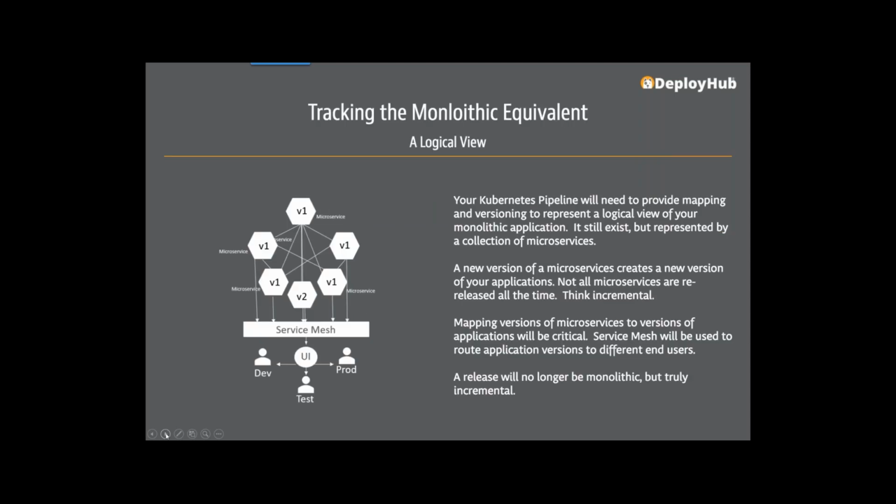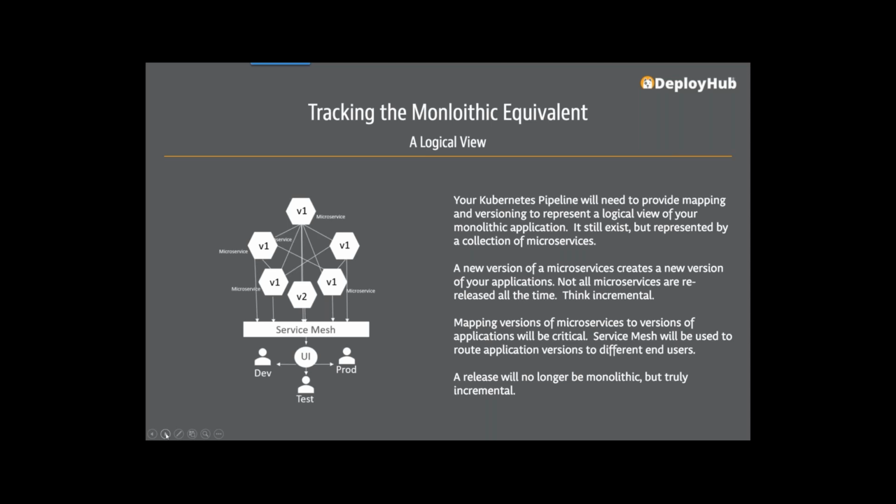If we think about what that looks like, it's all about creating a logical view. It's no longer a physical package, it's a logical view of an application. So the Kubernetes pipeline will need to provide some level of mapping and versioning to represent that logical view. It's important to remember the monolithic application still exists. It's just represented by a collection of these microservices. And then a new microservice creates a new version of your application. So when you make an incremental update to a microservice, which really is just putting a new microservice out there, you now have a new collection of microservices creating a new application. So this is a really incremental process.